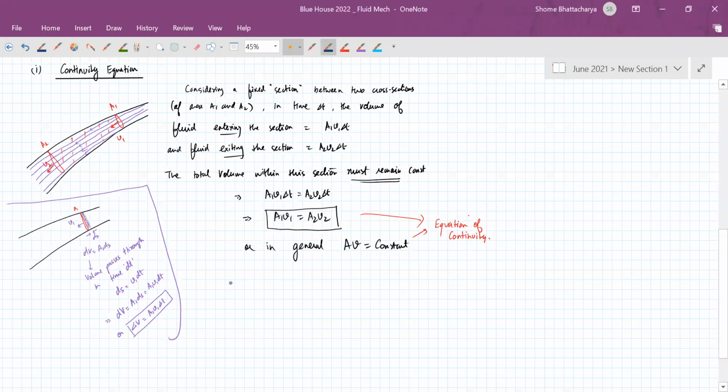Okay, so now one more thing we'll understand about this continuity equation is that the quantity area into velocity is actually volume flow rate. That is volume per unit time flowing through a cross section.